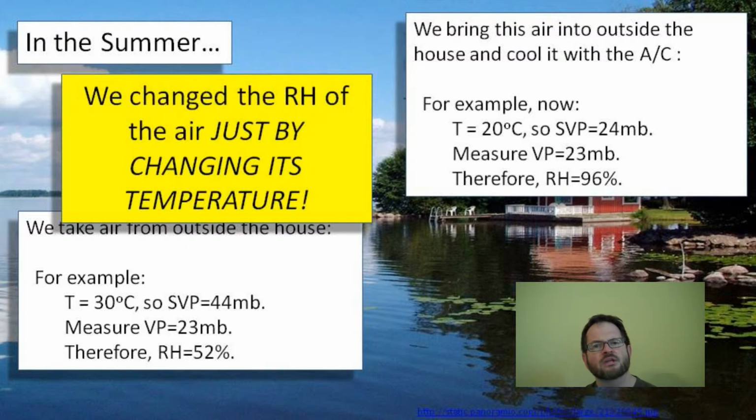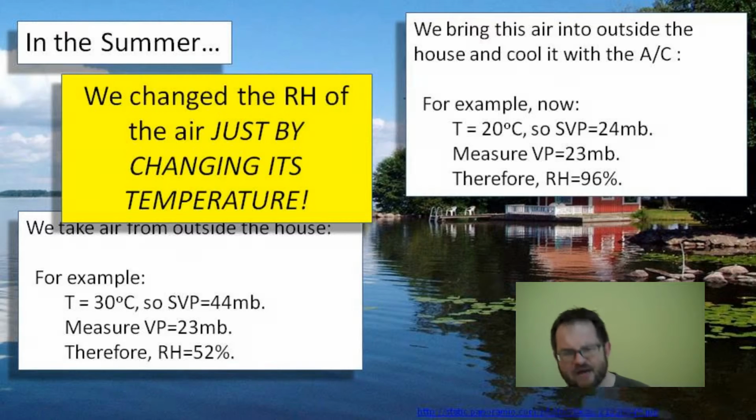Once again, very awkwardly, we just changed the relative humidity by changing the temperature. We didn't change the amount of moisture in the air at all. Not to mention, the relative humidity of 96% is going to be really, really high. That's the kind of relative humidity at which mold starts to grow in your house and so on. You're going to need a dehumidifier to keep that under control.